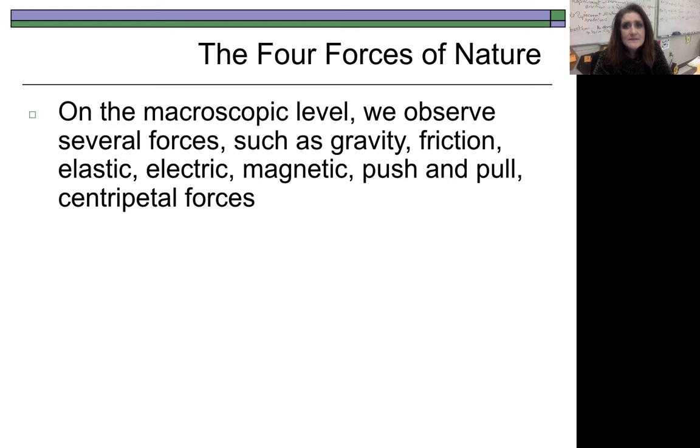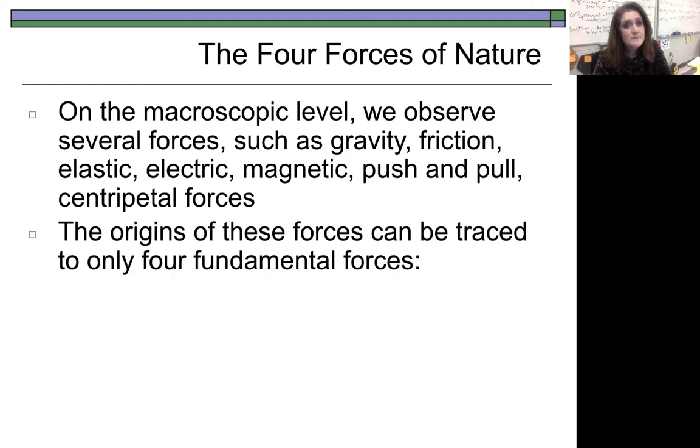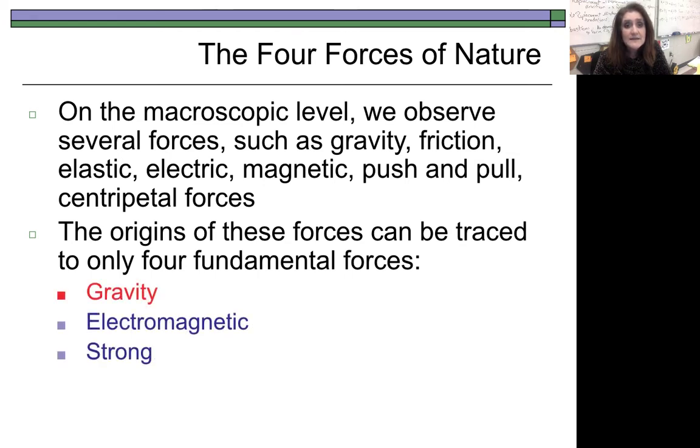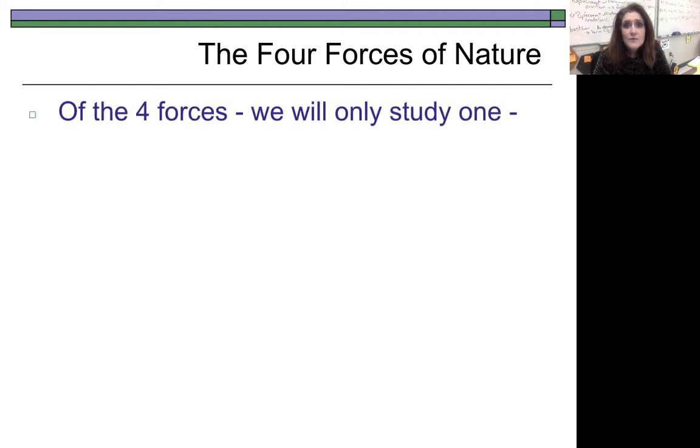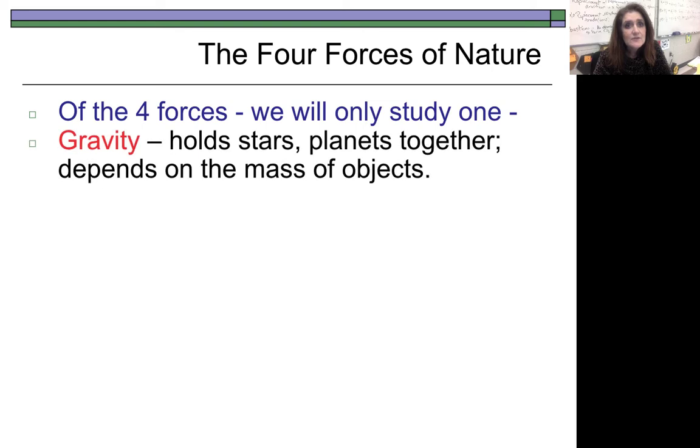There are four basic forces of nature. On the macroscopic level, we observe several forces such as gravity, friction, elasticity, electricity, magnetism, pushes, pulls, and centripetal force. However, the origins of all forces can be traced back to these four fundamentals: gravity, electromagnetic, strong, and weak. Of the four forces, we will only study gravity.